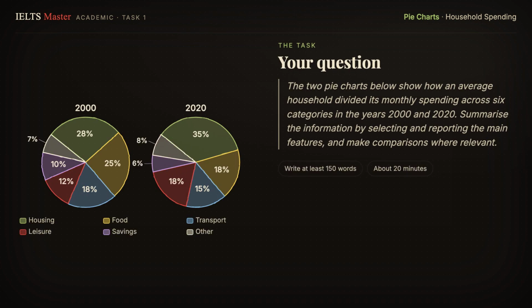Here's the task. 2 pie charts show how an average household divided its monthly spending across 6 categories in the years 2000 and 2020. 6 slices, 2 years. Your job is to compare them. At least 150 words in about 20 minutes.